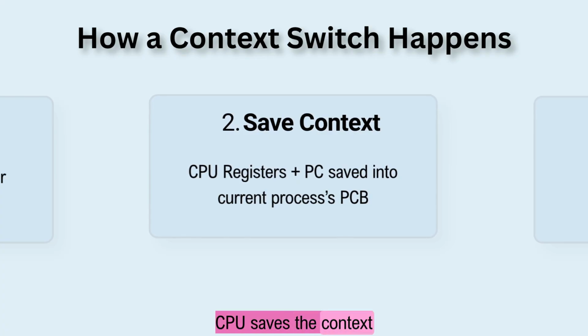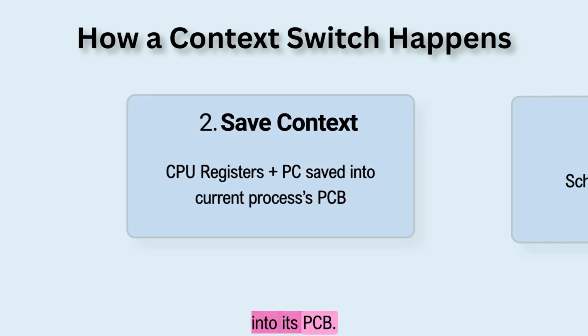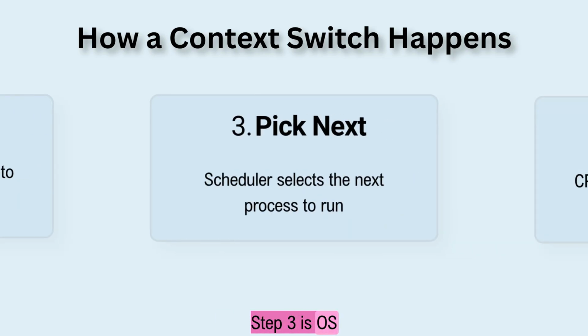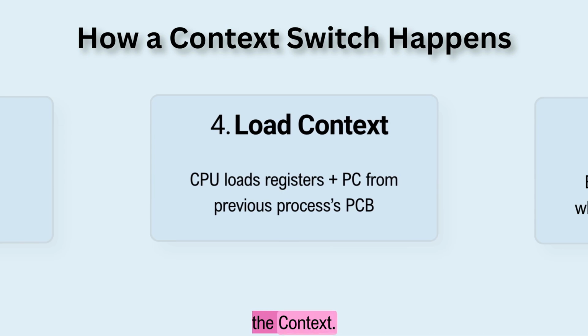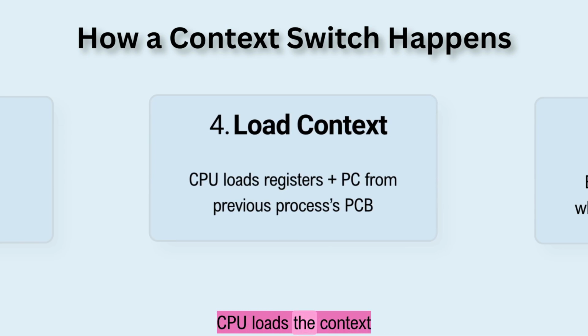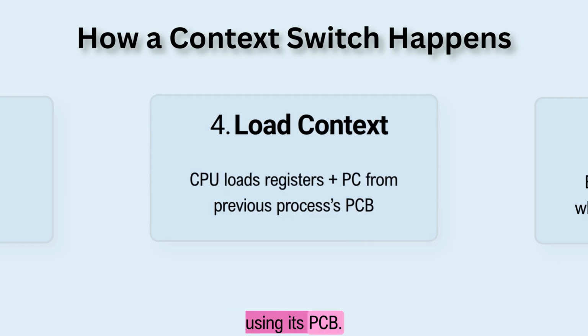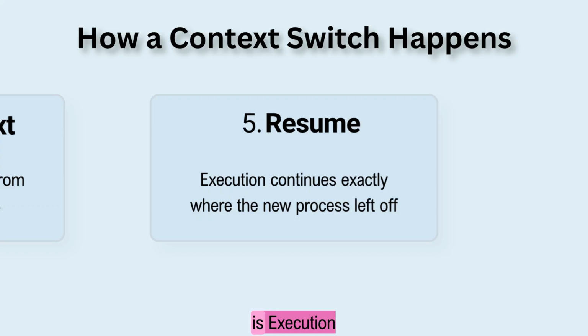Step 2 is saving the context. The CPU saves the context of the current process into its PCB. Step 3 is the OS scheduler picks the next process to run. Step 4 is loading the context. The CPU loads the context of the next process using its PCB. Step 5 is execution resumes from where that process left off.